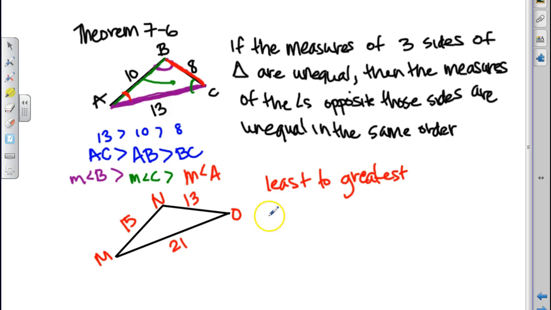All right, now that you're back, you should have the measure of angle M is smaller than the measure of angle O. Angle M was opposite the smallest side, so there's angle M, is less than, and then we want the next one. Side 15 goes with angle O, and that is smaller than my last angle, the measure of angle N, and it's opposite the longest side here. All right, got that. Good job. So let's go to Theorem 7.7.